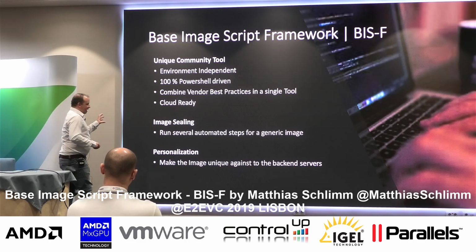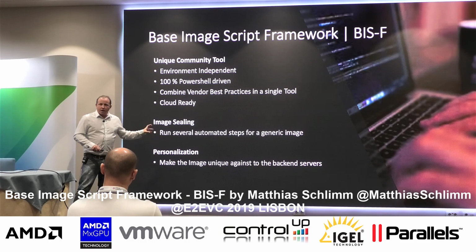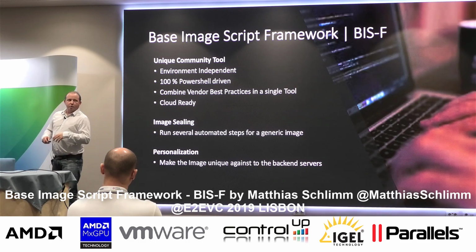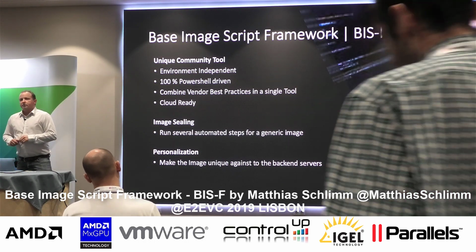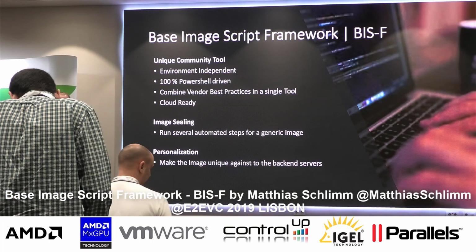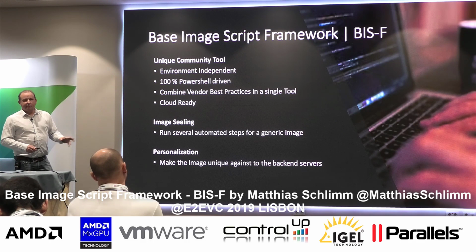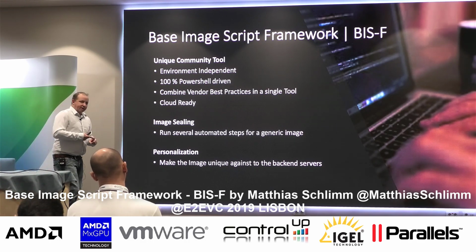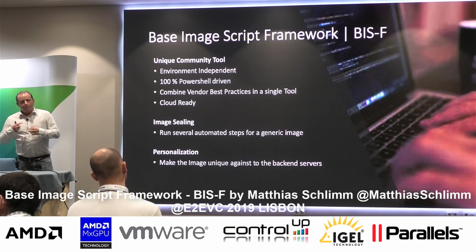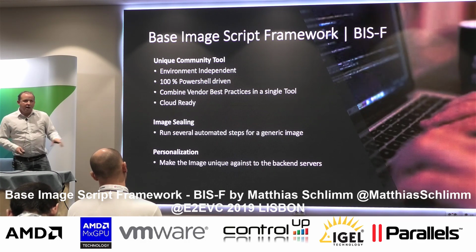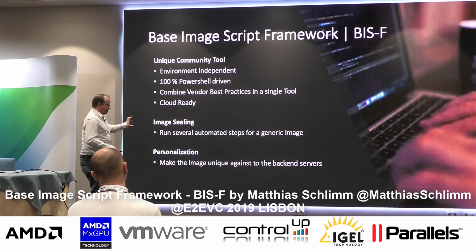And at the end of your image, you run the sealing, as you would like to have it for Citrix Virtual Apps and Desktops, or VMware or whatever. This is the last step of your image. That means if you build it from scratch, or if you update it with Windows updates or whatever, every time you run the Base Image Script Framework.